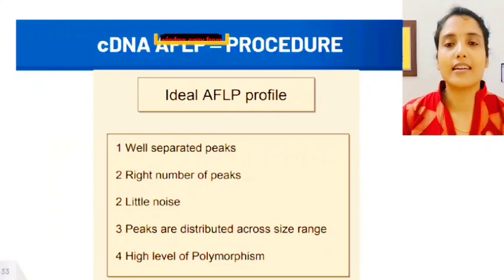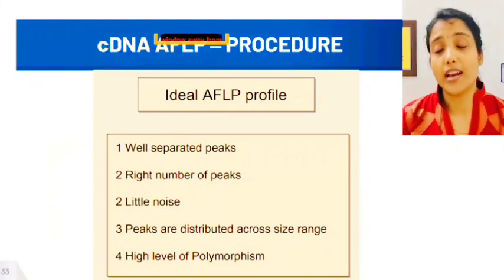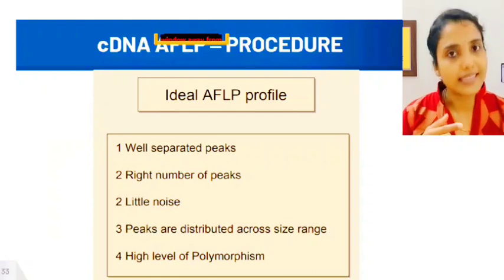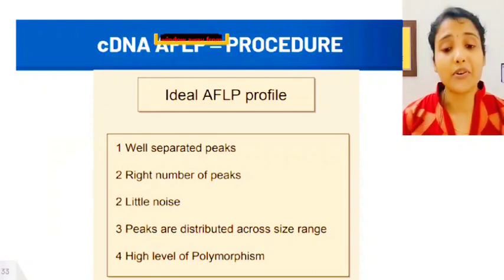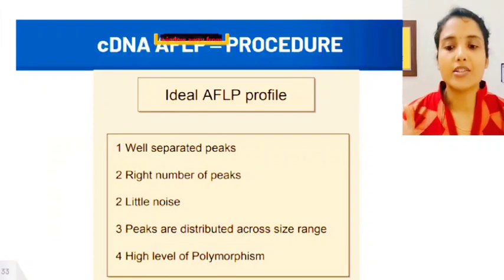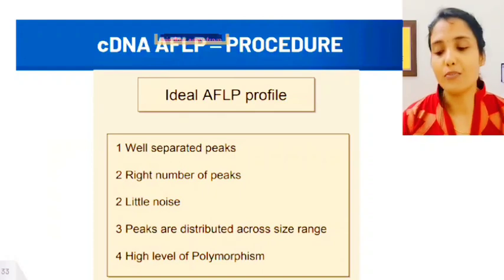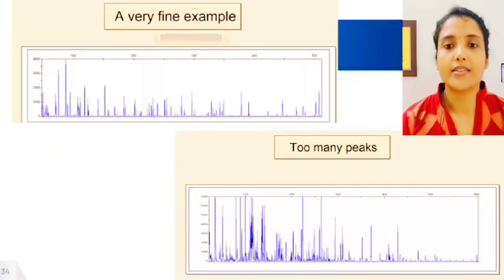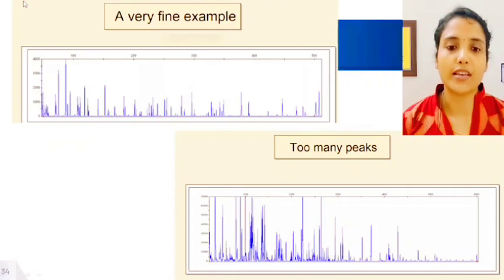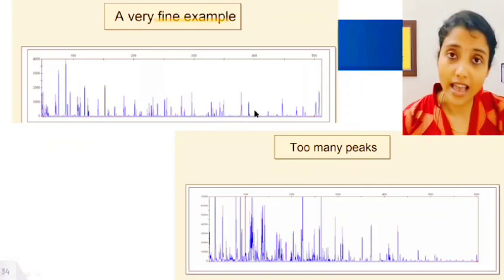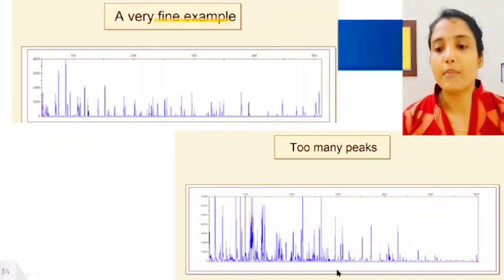So what does an ideal AFLP profile look like and what should be there? Okay, an ideal AFLP profile should have well separated peaks. It should have the right number of peaks. It should have little noise, peaks should be distributed across the size range, and there should be a high level of polymorphism. So this is an example that you can see over here. This is a very fine example. You can see the peaks are well separated and the size distribution is also good. But here you can see too many peaks. If you see something like this, it's difficult to compare, right?